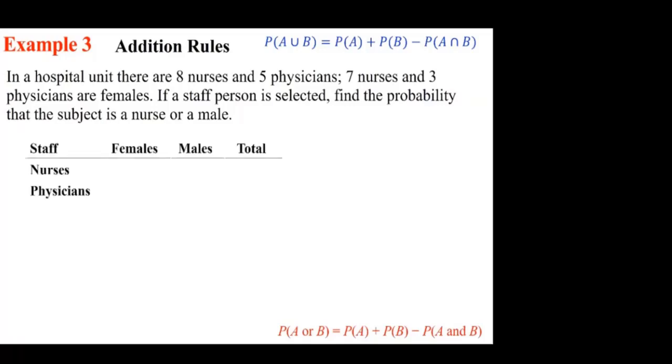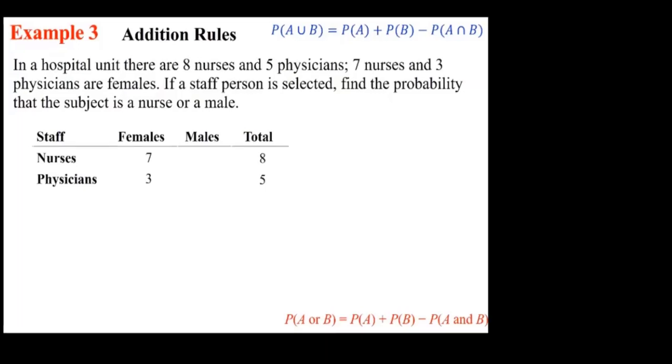So first we have the stats, and this is a contingency table: males, females, and nurses, physicians, and we put in the given information. So in a hospital unit, there are 8 nurses. So right in front of the nurses, under the total column, we put 8, and then there are 5 physicians. So that's how it goes, 8 and 5. So you put in numbers as you get them. 7 nurses and 3 physicians are females. So it is the second column that reads females, we're going to put in 7 and 3. Okay, so we put those numbers.